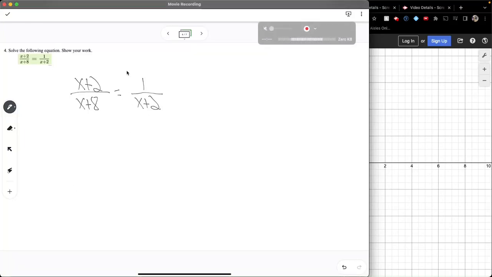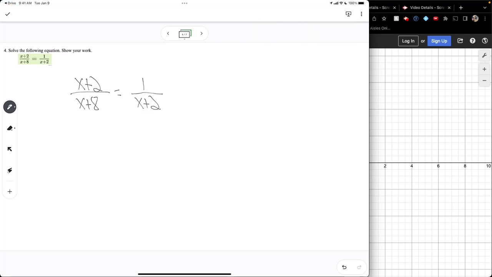All right, number 4, we're going to solve this rational equation here. This is from lessons 21 and 22, the very last lesson of the unit. To recap, we solve these equations by cross multiplying. So that's precisely what I'm going to do here.